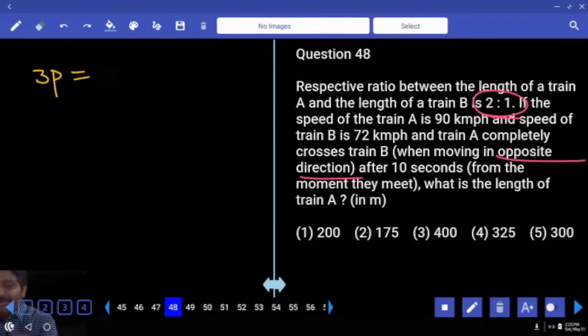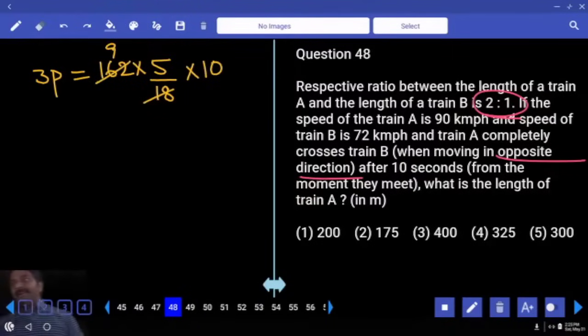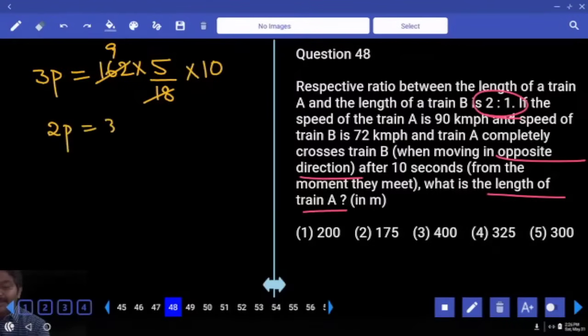90 plus 72, that is 162 kilometers per hour, converted to meters per second. Speed multiplied by time taken, they said 10 seconds. 18, 9 times, 9 into 5, 45. 45 into 10, 450. 3 parts is 450, then 1 part is 150. The question is about the length of train A only. Length of train A is 2 parts, so that will be 300 meters.